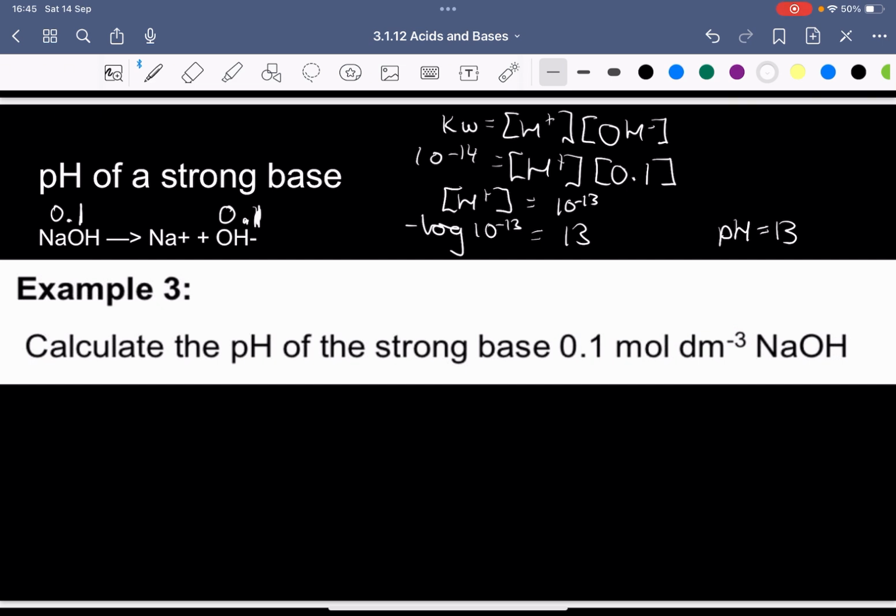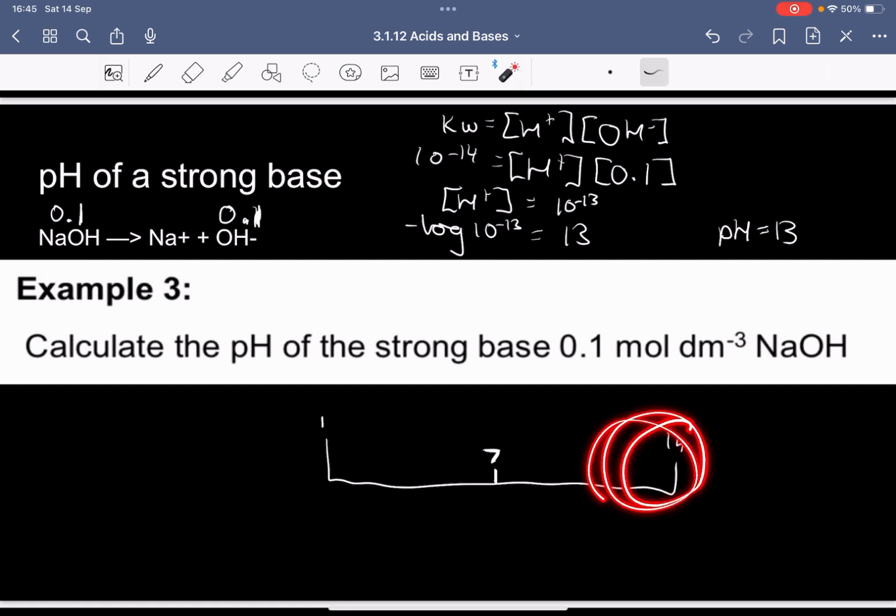Now, this seems like a suitable answer, because if you think about the pH scale, we said that it goes from roughly 1 to 14. And, well, if 7's neutral, then a strong base we would expect to be somewhere around here. 13, 14, 12, somewhere around there. So this seems like a good answer to get.